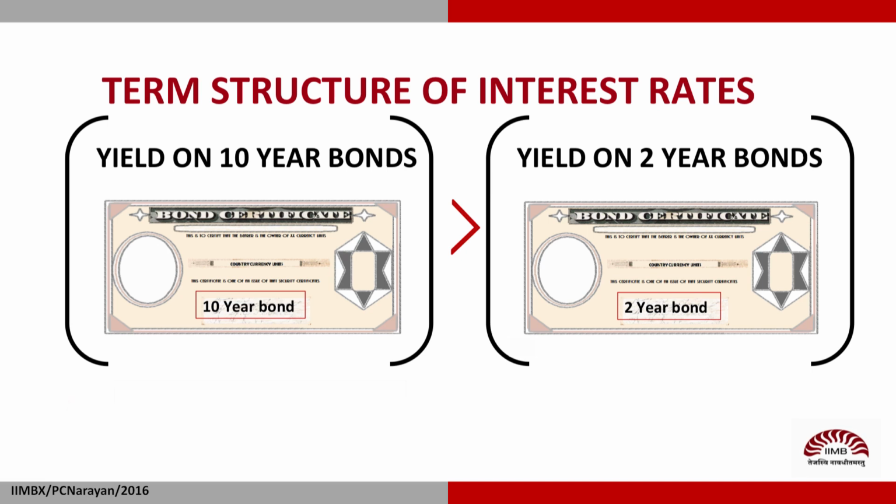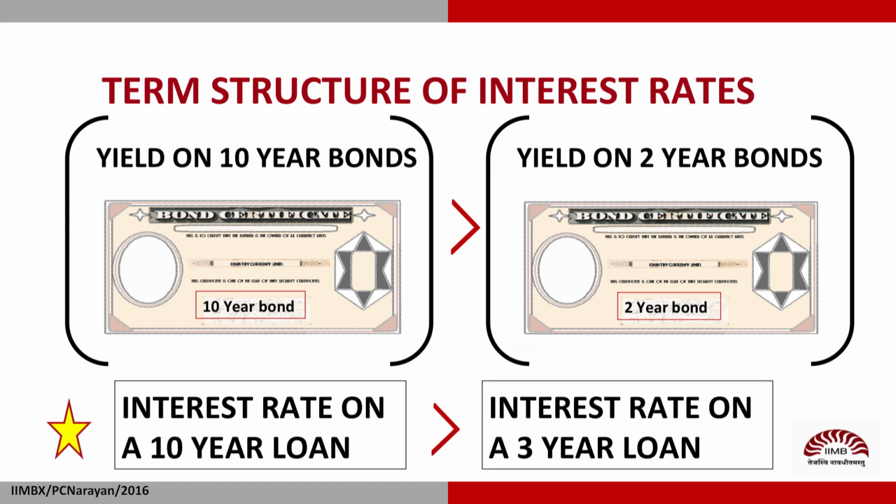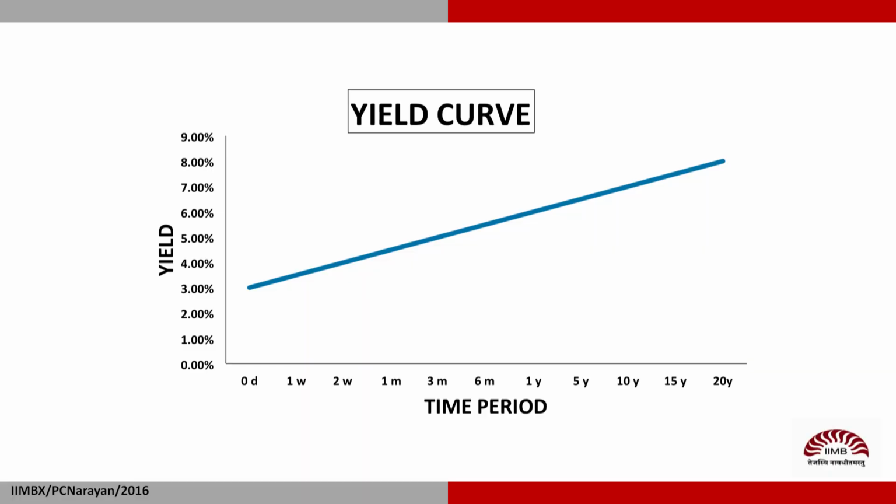Similarly, if you take a 10-year loan, the interest rate on that loan would be higher than if you take a 3-year loan. There is a fundamental concept called the yield curve. Yield curve is a graph which represents the relationship between yield, i.e. the returns on the y-axis and the tenor or the time period on the x-axis. As you can see, on the x-axis of the graph is the time period. You go from 0 days to 20 years. And on the y-axis you have the yield or the interest rates.